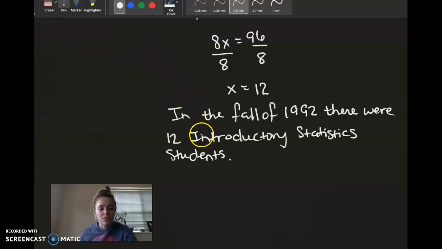And remember that you can always check your work by taking the number of students in 1992, so 12 plus 700% of that. So you'd have 12 plus 7 times 12 equals 96.